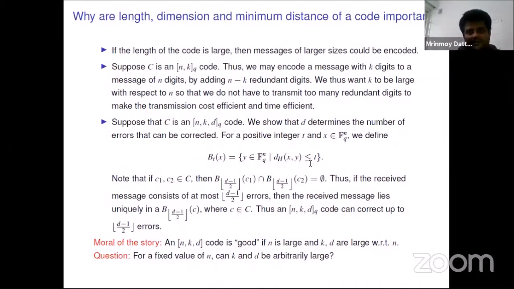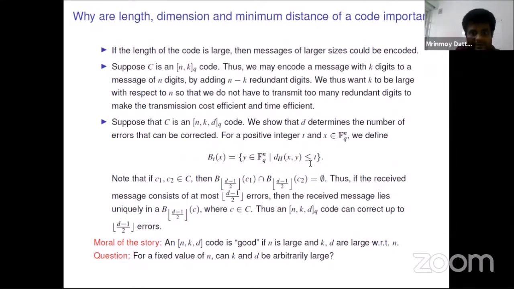Now here is a rough idea of how we can decode a received message which possibly has some errors. Suppose that we have our code C, which is an (n, k, d)_q code. We show that this minimum distance determines the number of errors that could be detected and corrected. And the study that I am going to tell you about will show you that the number of errors that can be corrected is an increasing function of this d.